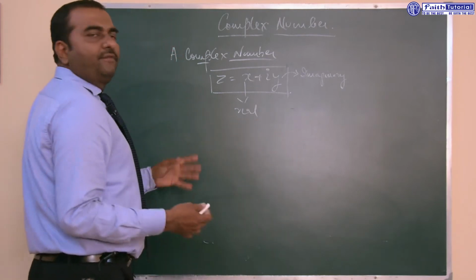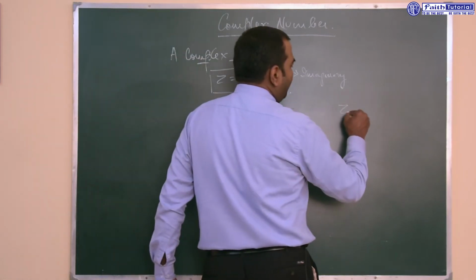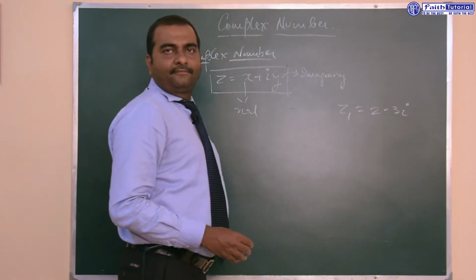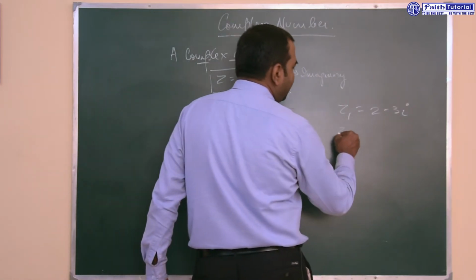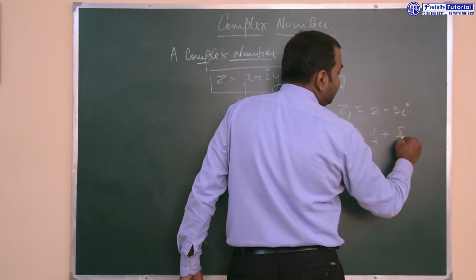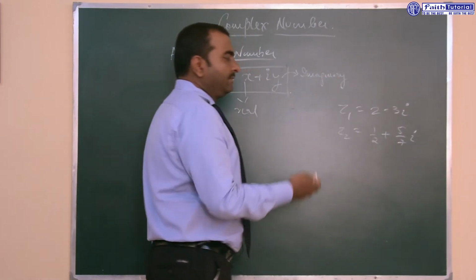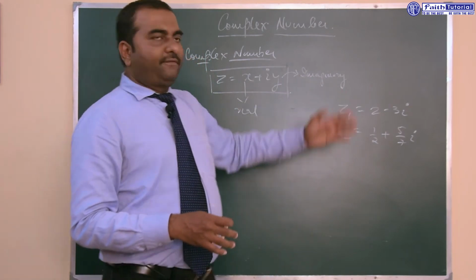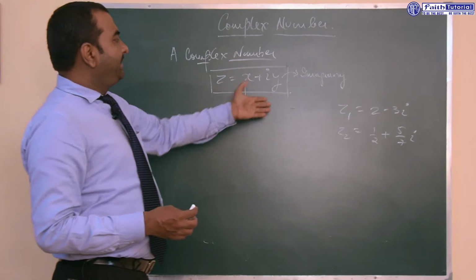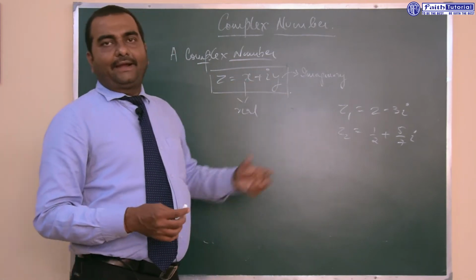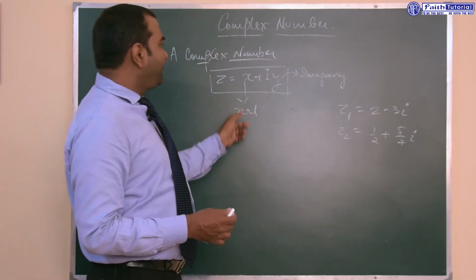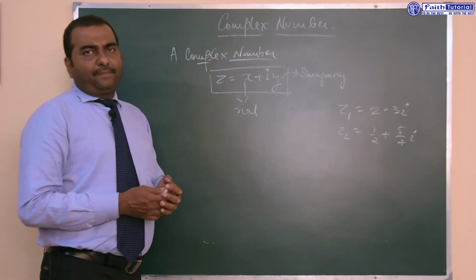We can think of some examples. Say, for example, a complex number z1 is 2 minus 3i. Or we can have another example, say complex number z2 is 1 by 2 plus 5 by 7i. So these are some examples of complex numbers that we are going to see from now. That is a complete complex number to understand, which has a real part and an imaginary part, x being the real part and y being the imaginary part.